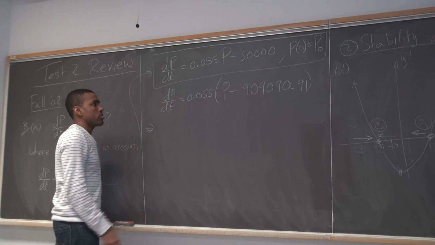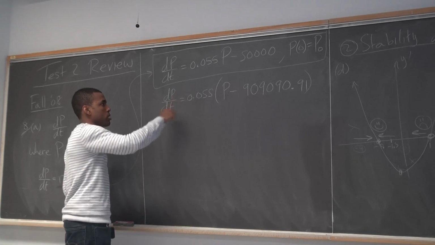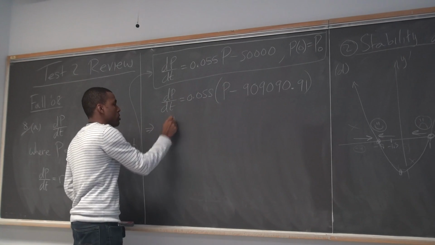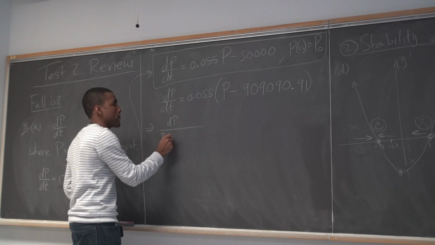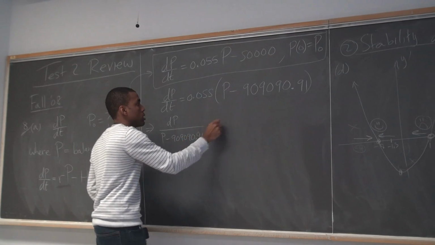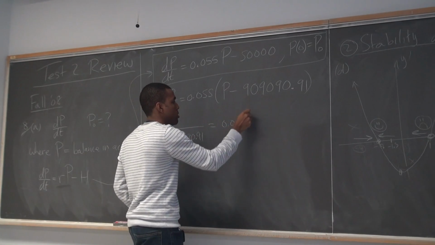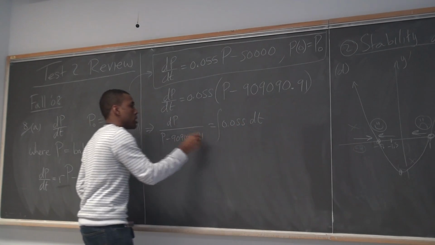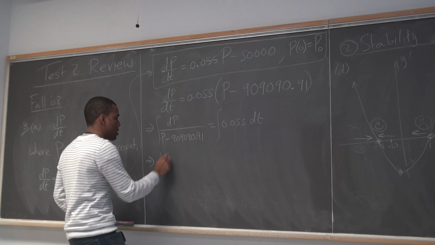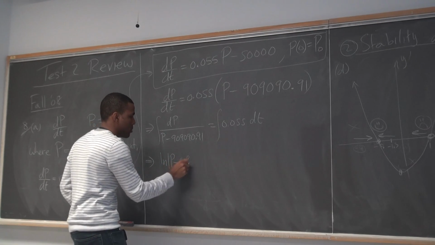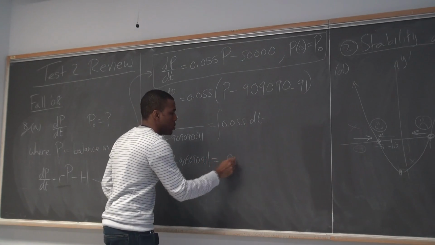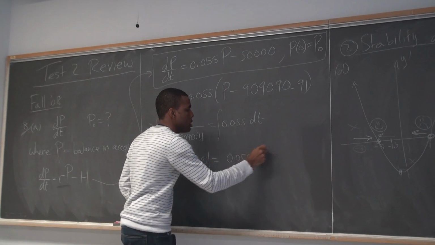Next step would be dP. Separate the variables. Bring the t's over there, bring the P's over here. Divide the whole thing by this. So we have dP over P minus 909,090.91 equals 0.055 dt. Going to integrate both sides. Here I have ln of P minus 909,090.91 equals 0.055t plus C.